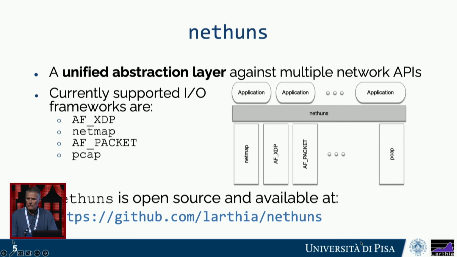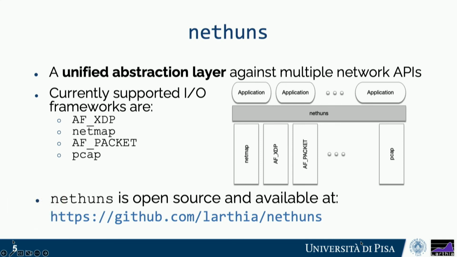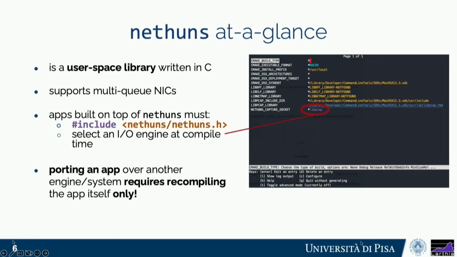Nethuns is open source and is available at the site written on the bottom of the slide. At the moment, Nethuns runs on top of AF_XDP and Netmap as accelerated frameworks. And for compatibility, it also runs on top of the standard Linux AF_PACKET and the classical pcap. In a nutshell, what is Nethuns? Basically, it's a user space library written in C, supporting multi-queue network cards.